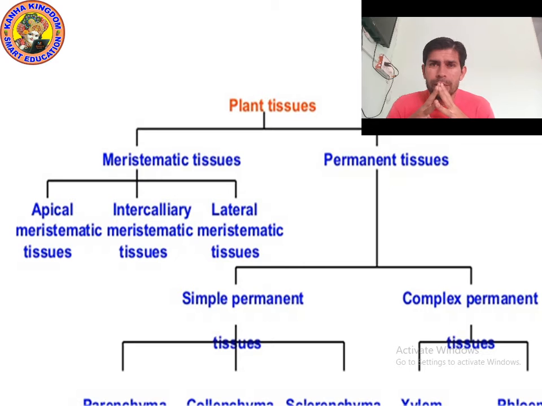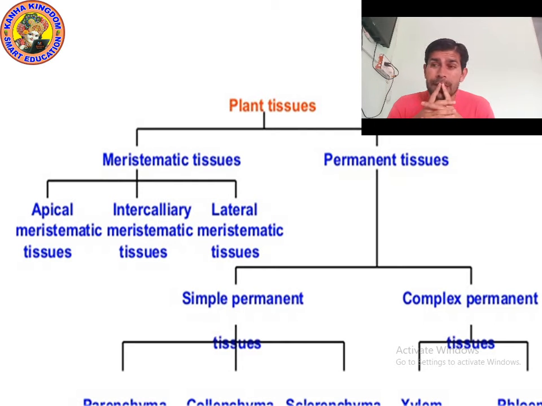And if I talk about lateral meristematic tissue, I can say that lateral meristematic tissues are present on both sides, in the side of stem and root. They help to increase the girth of stem and root. Girth means thickness, so they help in increasing the thickness of stem and root.